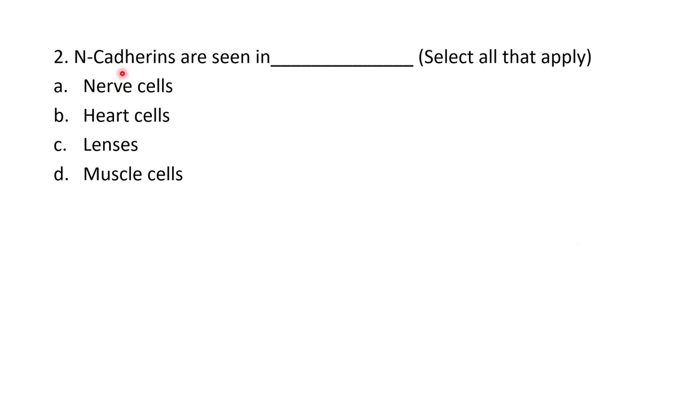The second question, N-cadherins are seen in dash. So N-cadherins are seen in some particular cell types. So what are those cells? Hello?